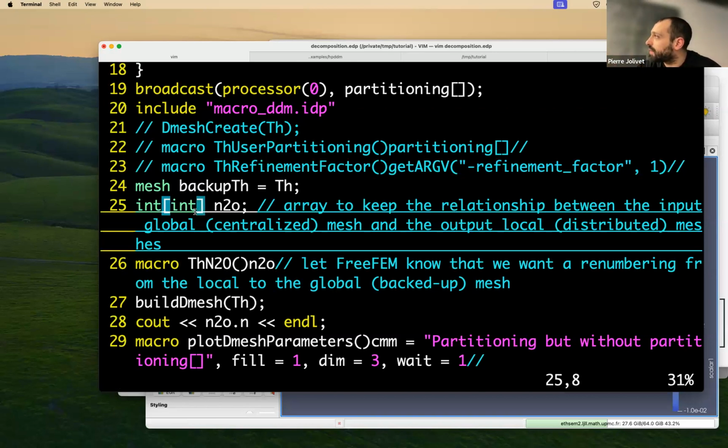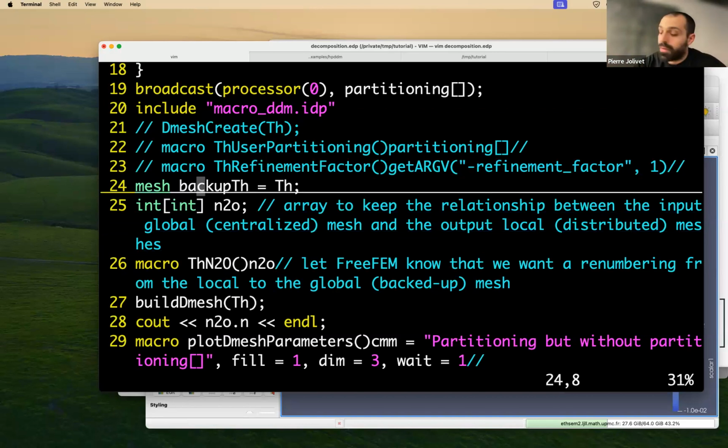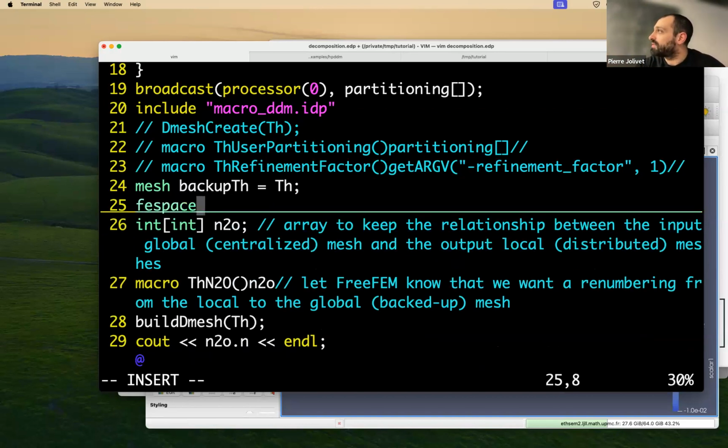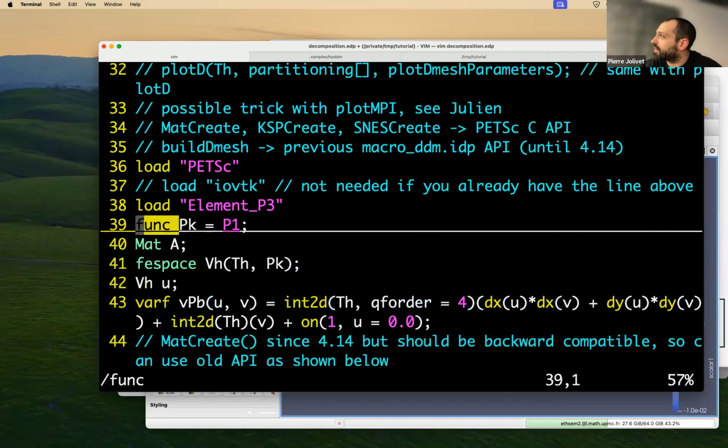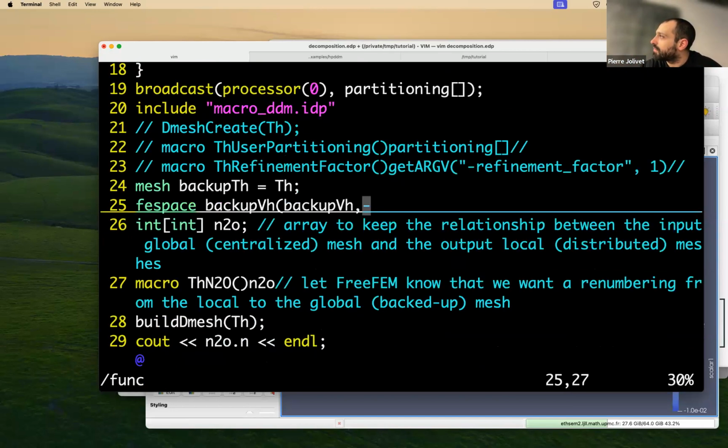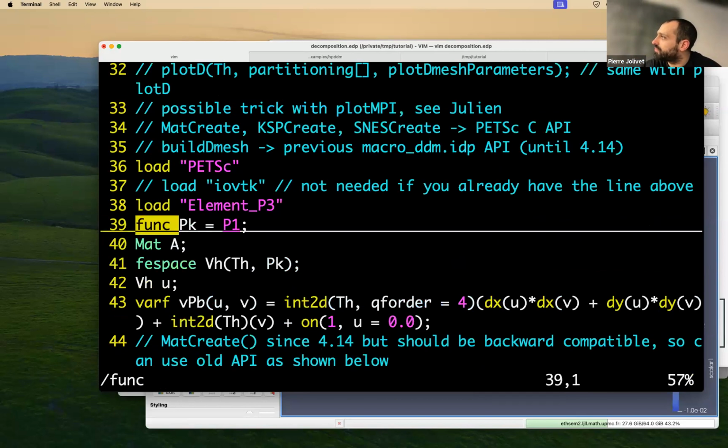And so to do that, we will need to instantiate the FE space on the backup TH. So backup VH, defined on backup TH of type. I don't remember if I defined the func PK. Yes, there is a func PK here. But of course, I will just put this before.